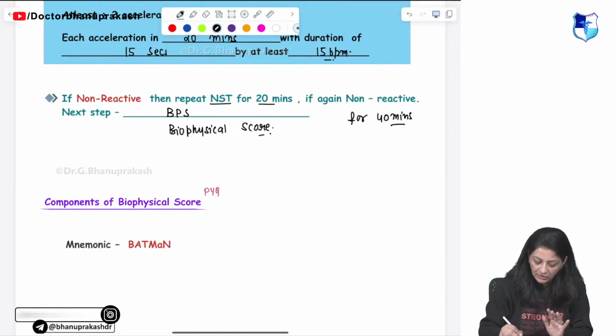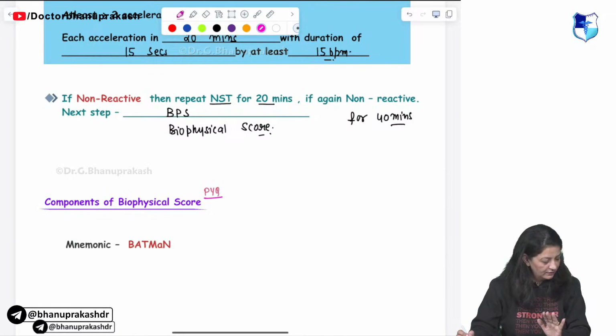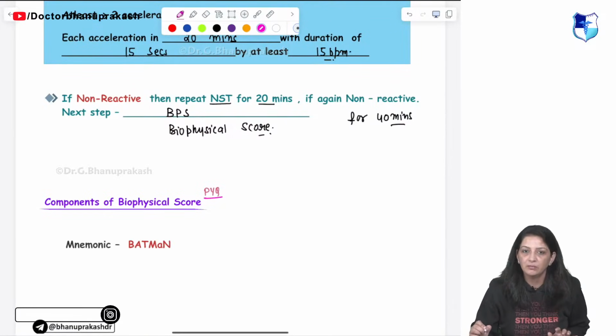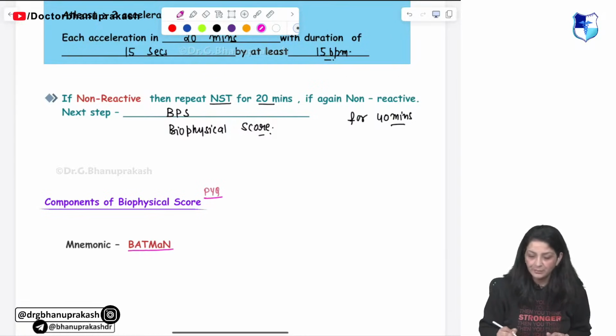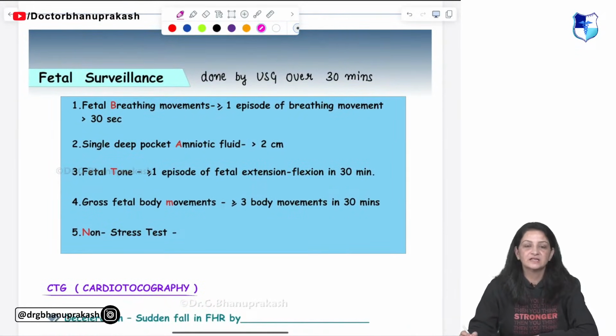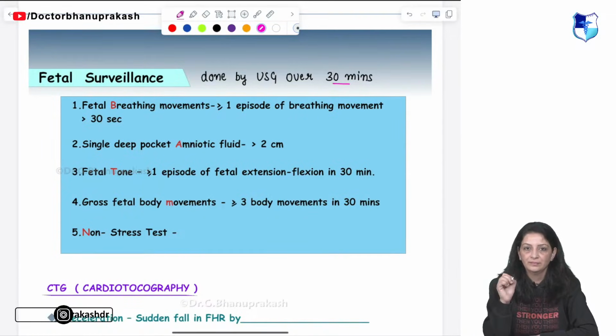So this is a PYQ. I have marked PYQ on every previous year question. So what are the components of biophysical score? Just remember the mnemonic Batman. So देखते हैं components of biophysical score. It is done by ultrasound in 30 minutes. It is also called Manning score. As I told you, the mnemonic is Batman.